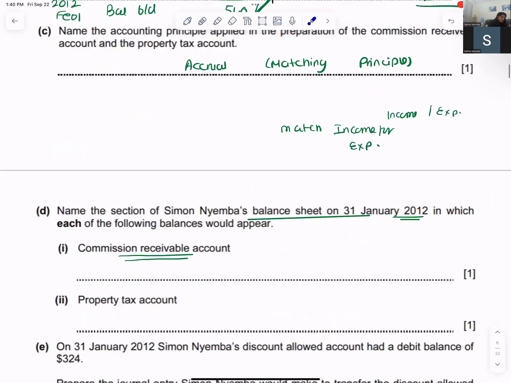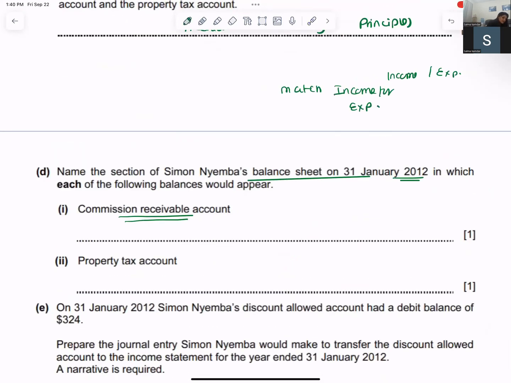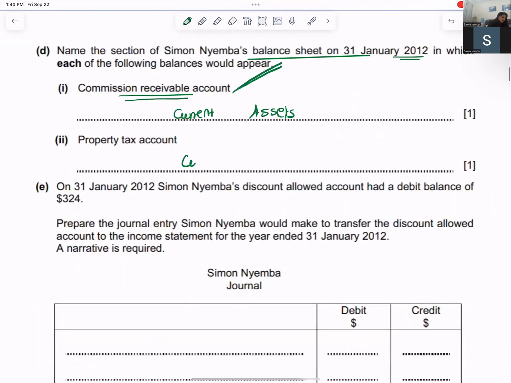So in which section would the commission receivable account appear in your balance sheet? It would appear in current assets over here. It would appear in current assets over here as well.